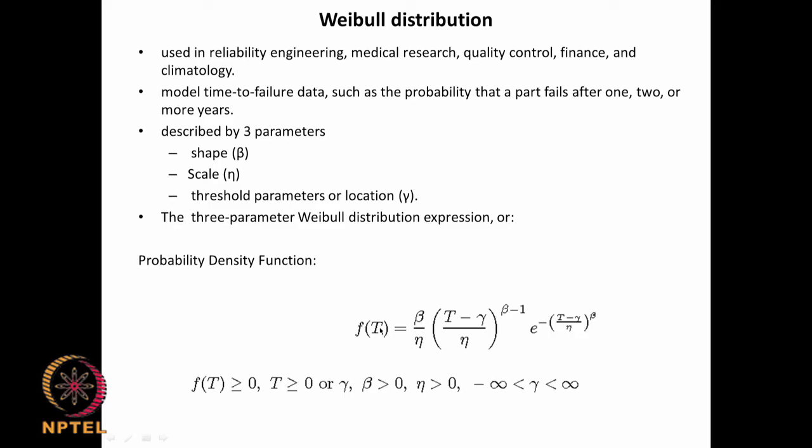So, f(t) is always greater than 0 for t greater than 0, okay, and gamma, that is the threshold parameter or location, lies between minus infinity and infinity, whereas beta and eta are always greater than 0. Okay, understand. So, this is how the distribution function looks.